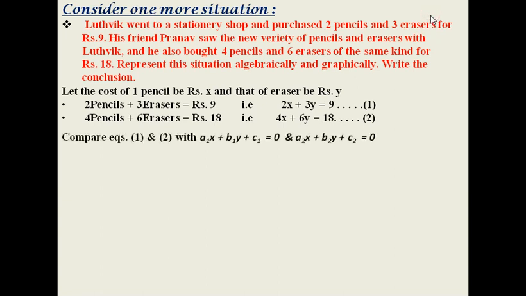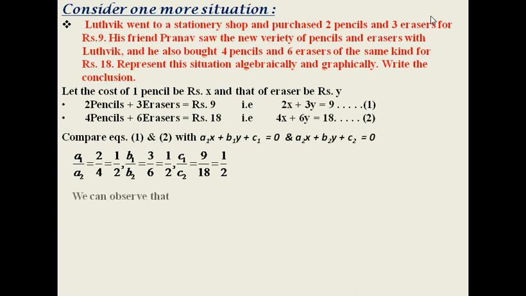By comparing equations 1 and 2 with the standard form of linear equations in two variables, a1x plus b1y plus c1 is equal to 0 and a2x plus b2y plus c2 is equal to 0, a1 by a2 is 2 by 4 is equal to 1 by 2. b1 by b2 is equal to 3 by 6 is equal to 1 by 2. c1 by c2 is equal to 9 by 18 is equal to 1 by 2. We observe that in this case a1 by a2 is equal to b1 by b2 is equal to c1 by c2.